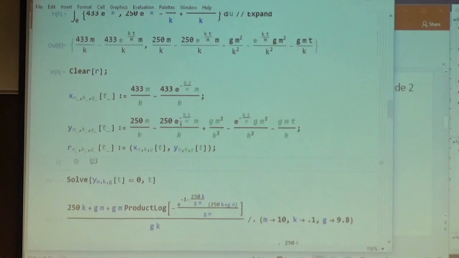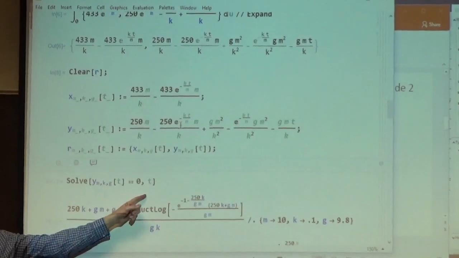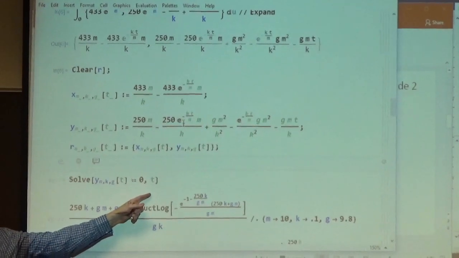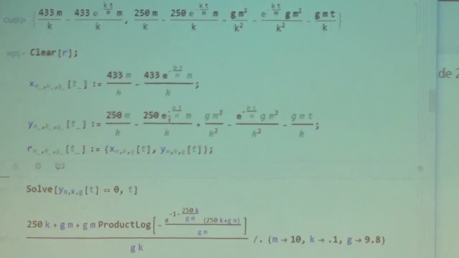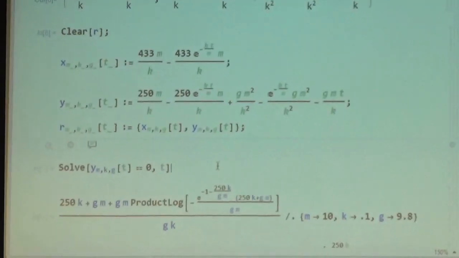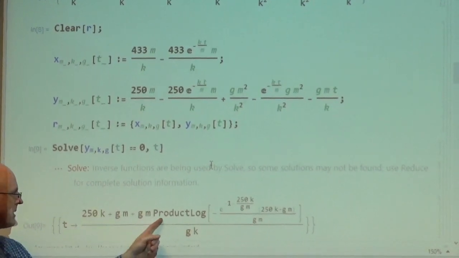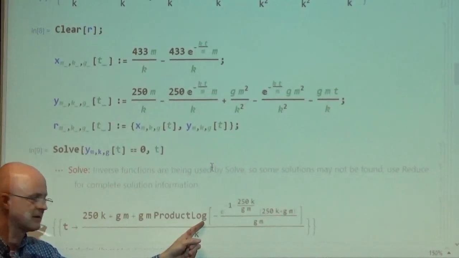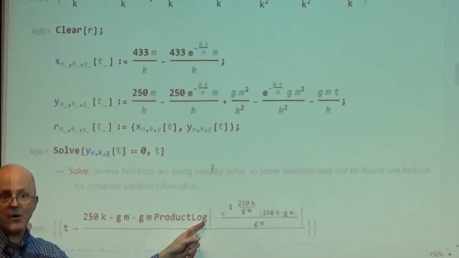I will figure out the speed in a minute, but I want to show you something else first. Maybe zoom in on this if you need to here. I did try to figure out the time when it hits the ground by solving for where y is 0. And I got an answer, but it's a weird answer. Blah, blah, blah. Product log? What's product log? It's just a function you've never heard of before, that's all.